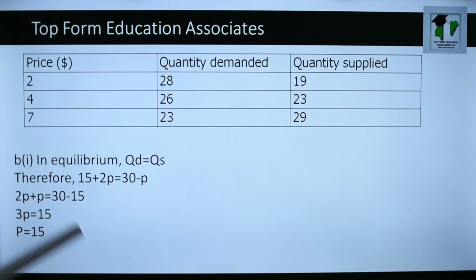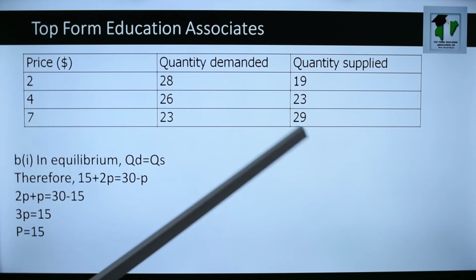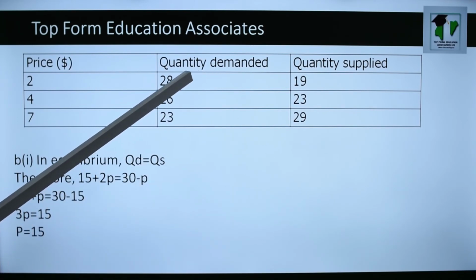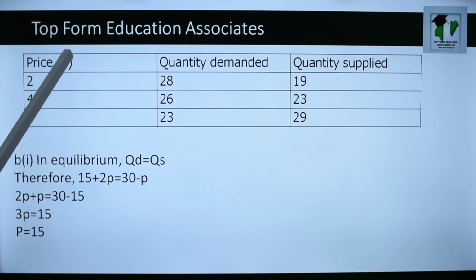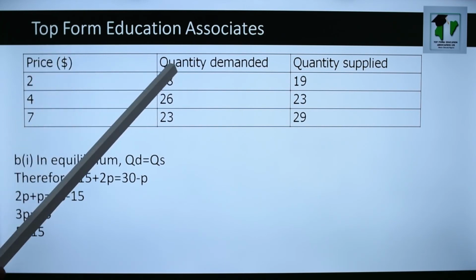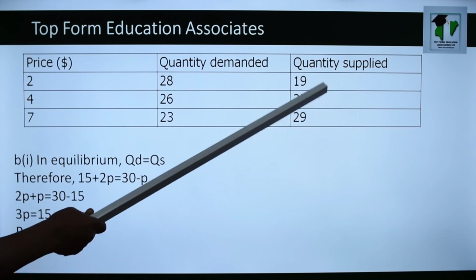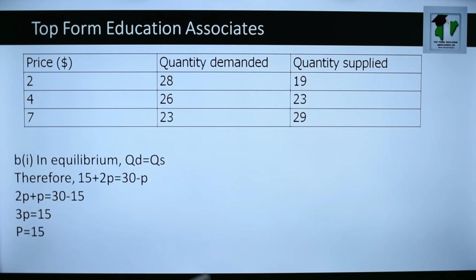Having gotten that, we now present it because we were asked to present it in a demand and supply schedule. We use one table in representing that. The first column is the price, second column quantity demanded, and then lastly you have quantity supplied. Just from our computations, you now give your answers from what you have gotten. When the price is $2, quantity demanded is 28. At 4, quantity demanded is this. At 7, quantity demanded is this, and quantity supplied are these ones, the corresponding quantity supplied.